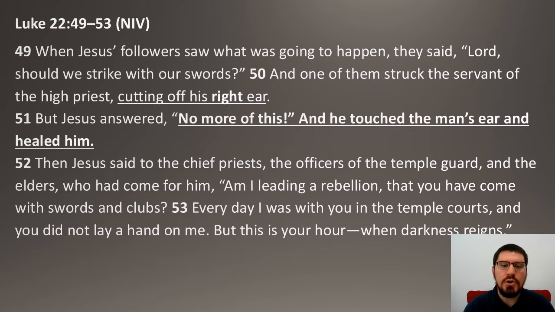But Jesus answered, "No more of this," and he touched the man's ear and healed him. Now, you probably knew that, but did you know that we get this information from Luke's gospel? Did you notice that these other stories in Matthew and Mark that we've looked at, they didn't include that bit of detail that Jesus touched this man and healed him? Perhaps maybe it's that Luke, he's a doctor, so he cares about this healing.